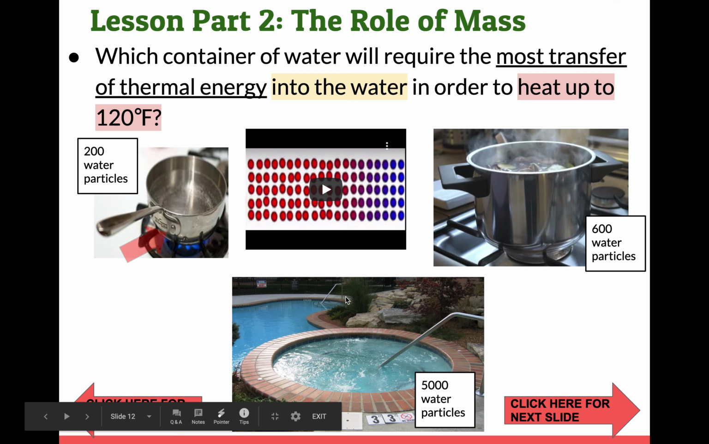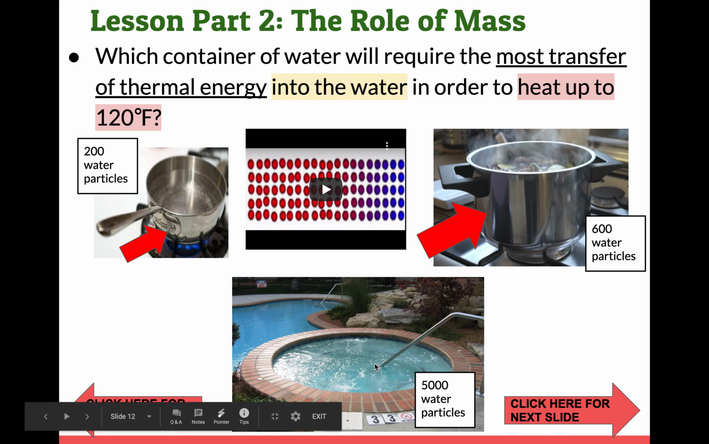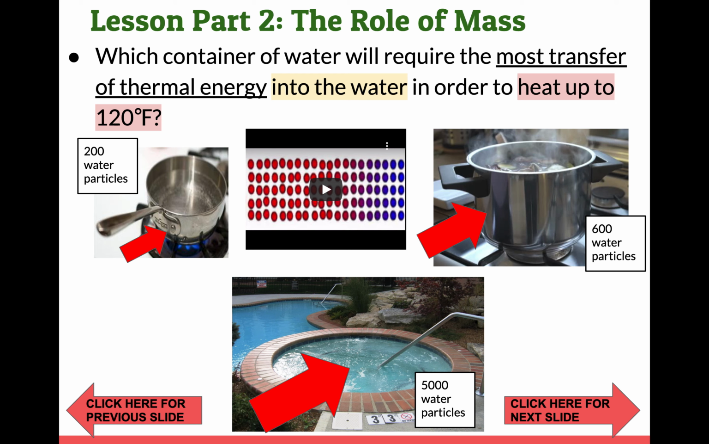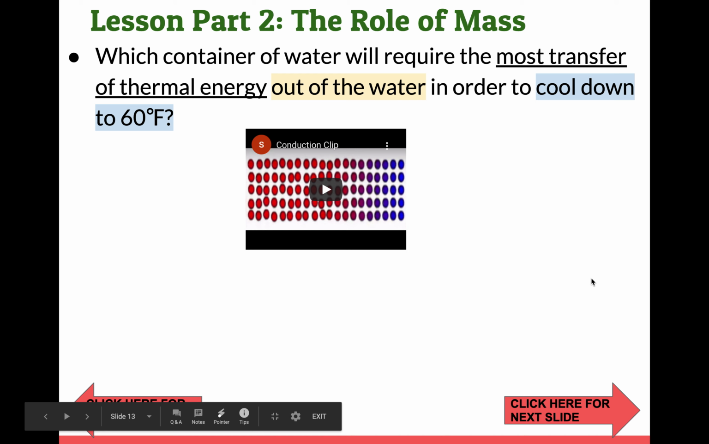So if you think about it, this small pot of water with only 200 water particles will not require as much thermal energy. Maybe the medium pot of water requires a little bit more, but then this large mass of water will require the most transfer of thermal energy in order to have every single particle move around faster. So again, the largest container of water will require more transfer of energy in order to heat it up to 120 degrees.